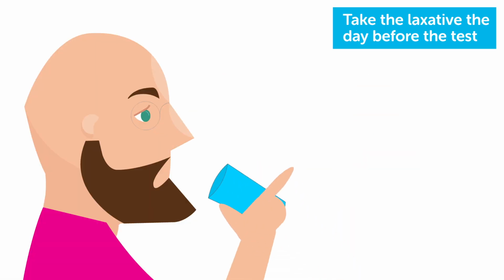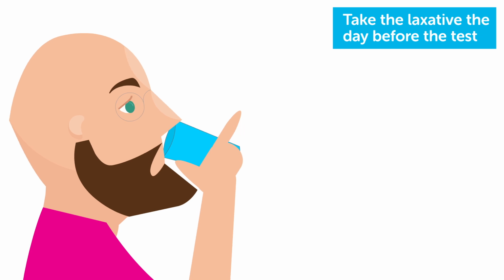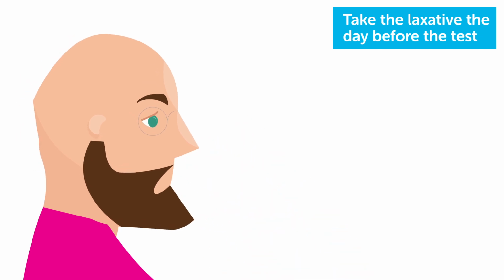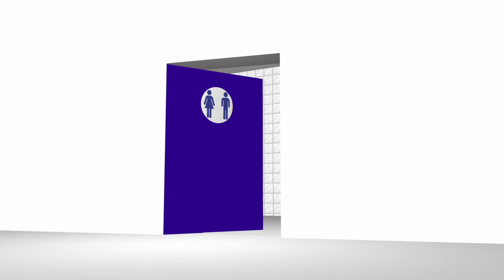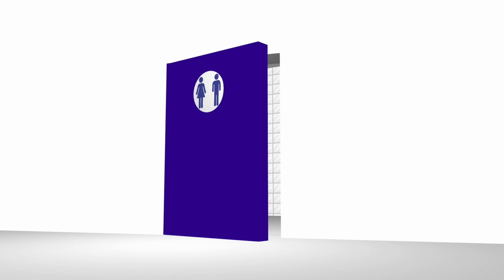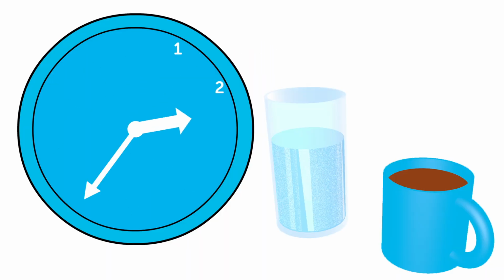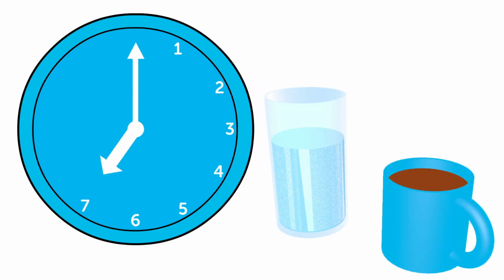Before the test, you take a laxative, or a special liquid called gastrografin. This is a dye to help make the scan clearer, but also works as a laxative. You will have diarrhea, so it's best to stay at home, close to a toilet. On the day of the test, you can continue to drink clear fluids up to a few hours before.